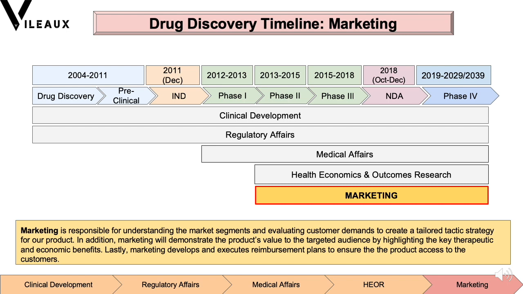For the first part, market research means that we're going to understand the market segment and evaluate the customer demand to create a tailored tactic strategy for the product. Second, we demonstrate the product value to the target audience by highlighting the key therapeutic and economic benefits. And last is to develop the executive reimbursement plan to ensure the product access to the customer.